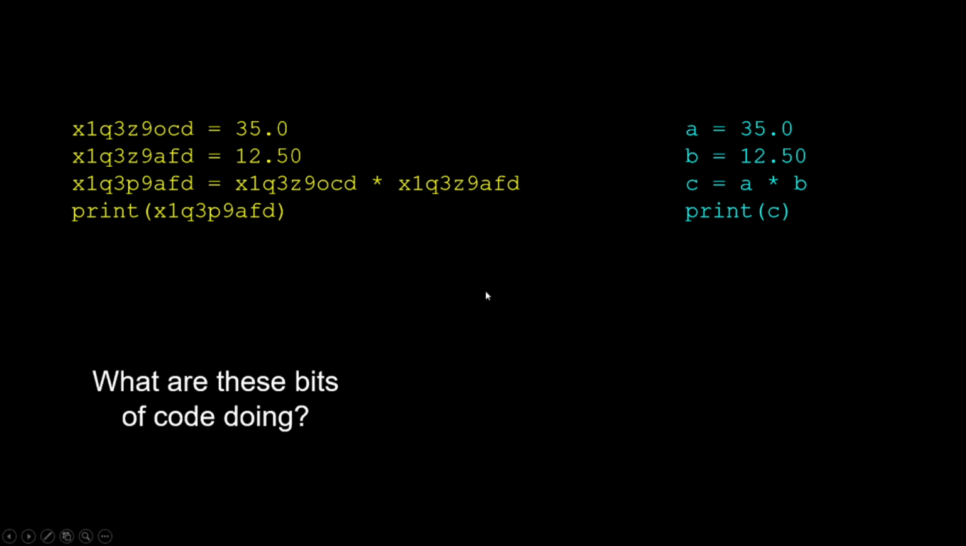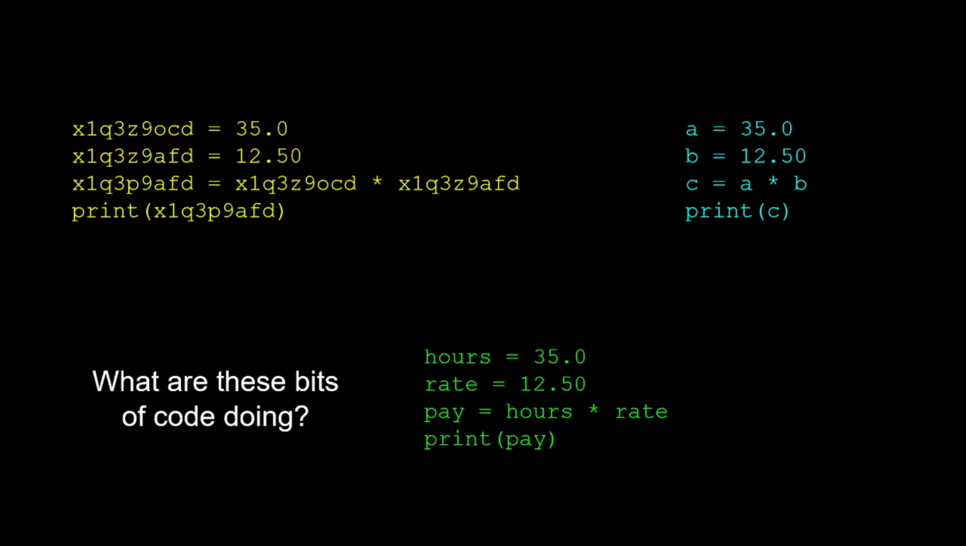Now, depending on your program, let's say you are treating this as part of a program which computes the pay of a certain employee, then you could name your variables in this manner. So we could say this is much more appropriate. The hours here is 35.0, and the rate is 12.50. Most likely this is in US dollars.